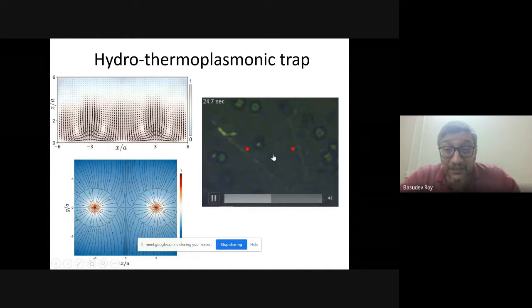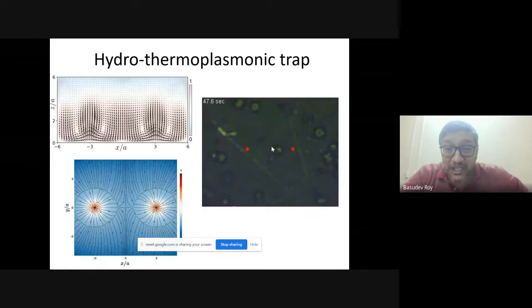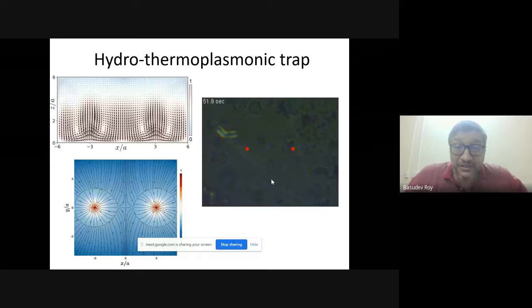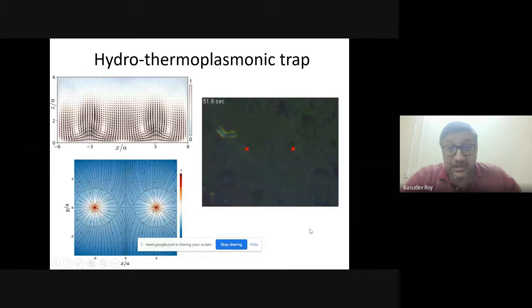Polystyrene does not trap here because of the Soret coefficient problem. What happens is because of thermophoresis, there's a Soret coefficient to it, and because of the Soret coefficient, the third dimension is stabilized by this thermophoresis. So you can see that it is confined in all the 3 dimensions, and you can move it from one side to the other if you want. Okay. So this is one of the traps I have.